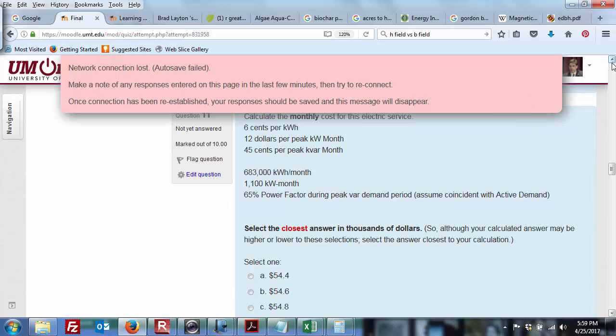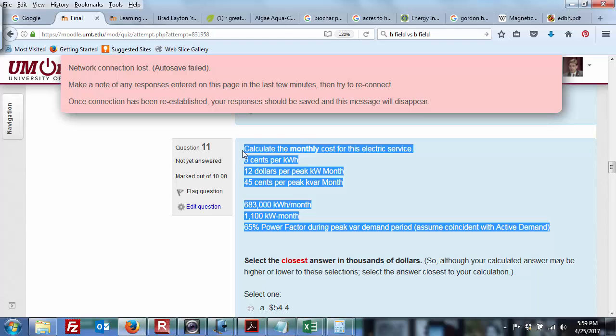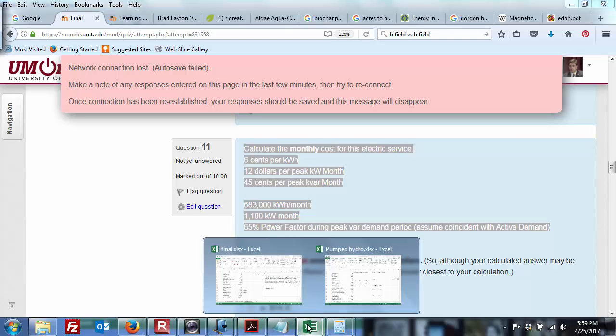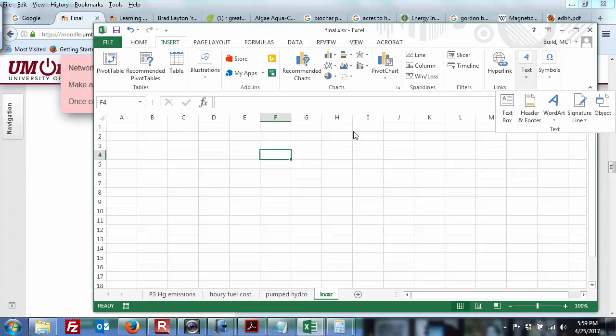Calculate the monthly cost for this electric service. 6 cents per kilowatt hour. Let's just check this out. Let's check it out. K-bar. Insert. Text. Insert text box.